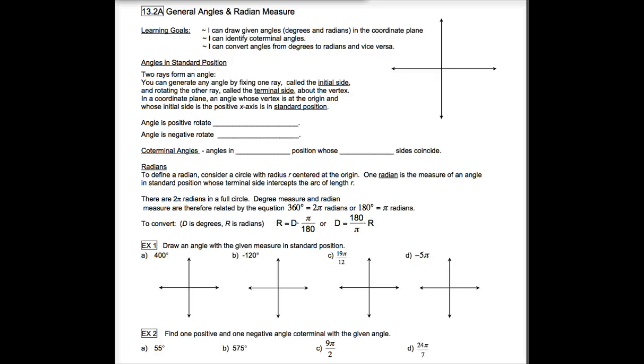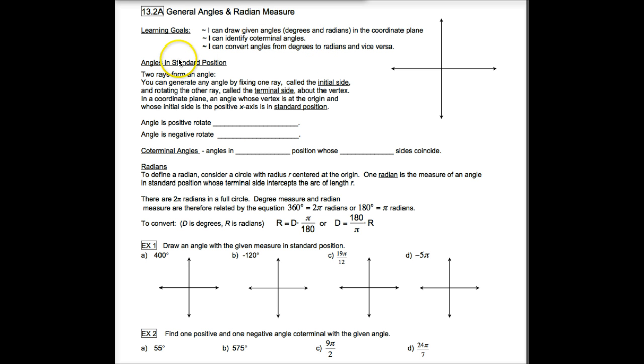All right, today we are going to move our discussion of trigonometry away from just the right triangle trig and start talking about general angles and radian measure. So we have three learning goals today. First, we want to be able to draw given angles in degrees and radians in the coordinate plane. We need to be able to identify what are called coterminal angles. And we need to be able to convert angles from degrees to what's called radians and vice versa.